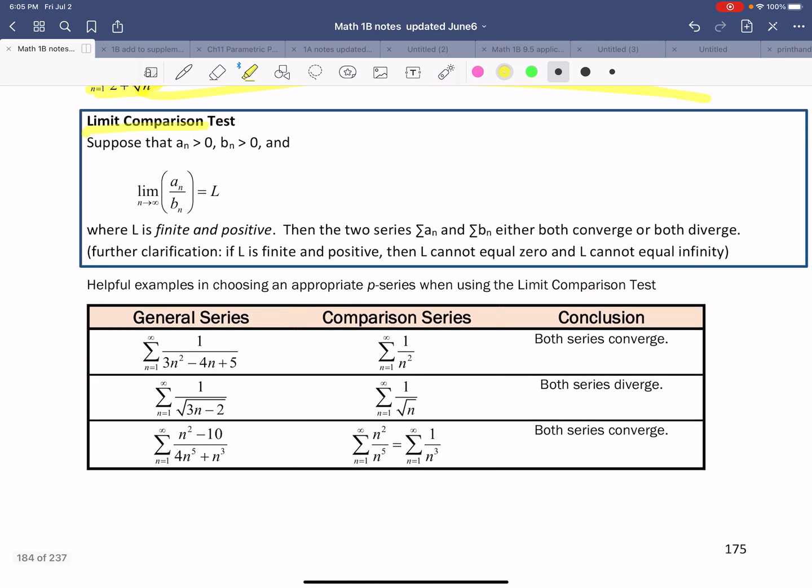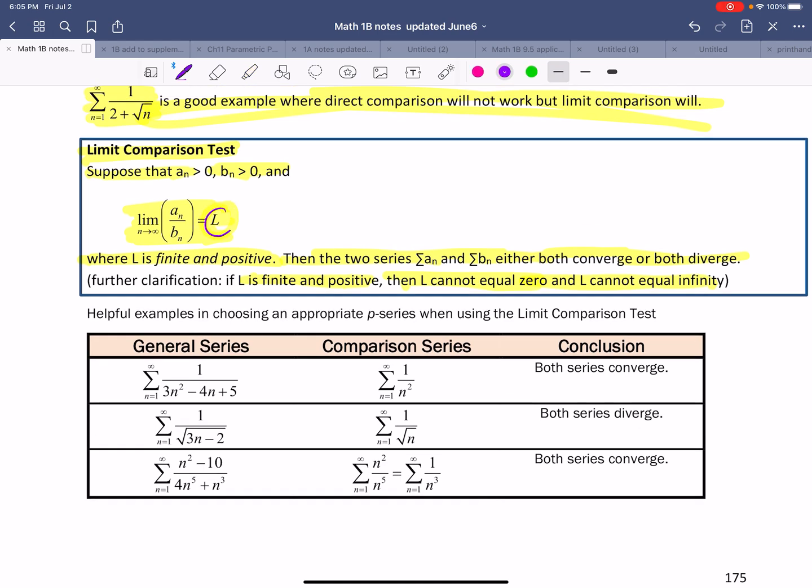Let's see, the limit comparison test. Suppose a_n is greater than 0 and b_n is greater than 0, then the limit as n goes to infinity of a_n over b_n is equal to L. If L is a finite positive number, then the two series either both converge or both diverge. So if L is finite and positive, then L cannot equal 0 and it cannot equal infinity. So that means when we find the limit as n goes to infinity of a_n over b_n, I should be getting something non-zero, a finite number. If that happens, then either both of the series converge or both of the series diverge.